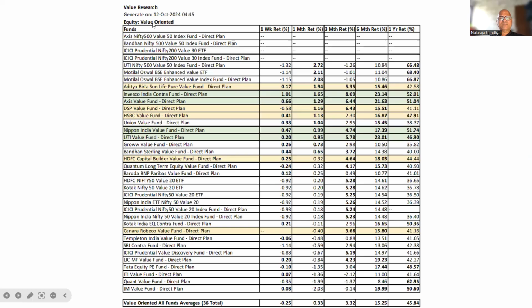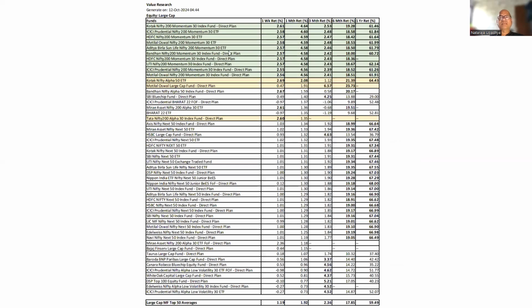Next is value oriented funds. There are 36 funds, negative for the week. 45.84 for annual is not bad. Some are in green: Union India Contra Fund, Axis Value Fund, Nippon India Value Fund, UTI Value Fund, and among the green, none are above 60%, though 3 are above 50%. The ones which are above 60% did not get any color because short term they are not doing well. Is there any fund which has given above 2% in the last week? None. So moving to next one, large cap funds.